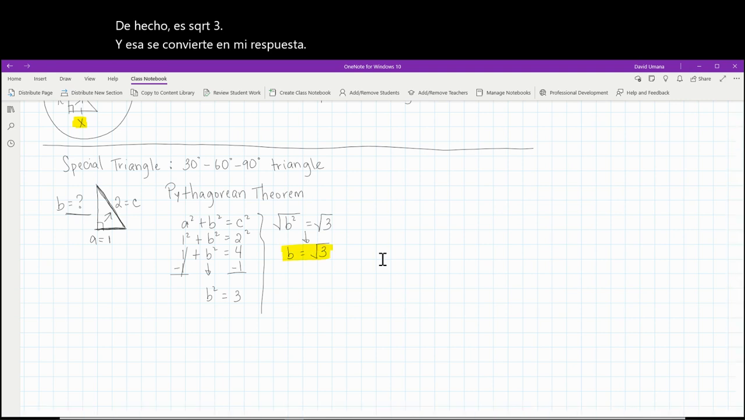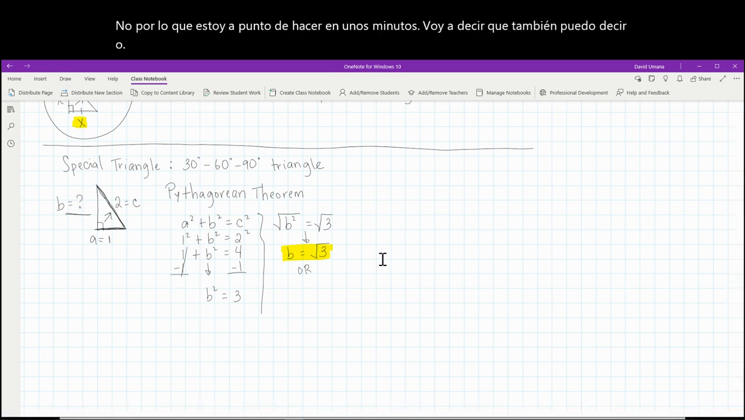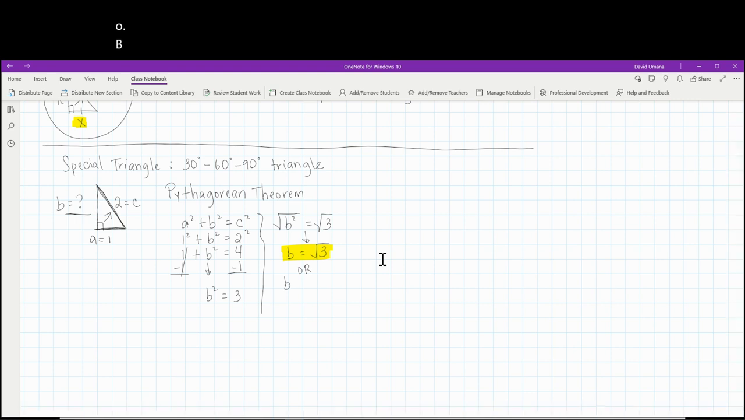Now, because of what I'm about to do in a few minutes, I'm going to say that I can also say b is equal to 1 times square root of 3. And pay special attention to that because I'm kind of recycling what I learned in the other example.